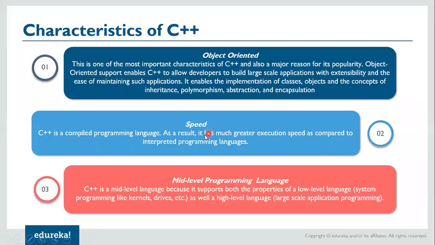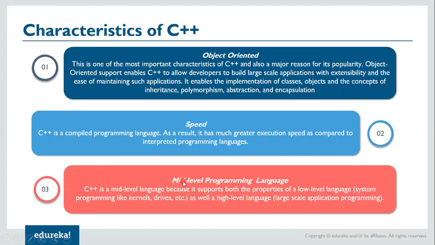Now coming to speed, C++ is a compiled programming language. As a result, it has much greater execution speed as compared to interpreted programming languages. So there are a few languages in the market like Python, which is an interpreted language. In that regard, C++ is a compiled language and it's very fast in terms of execution.